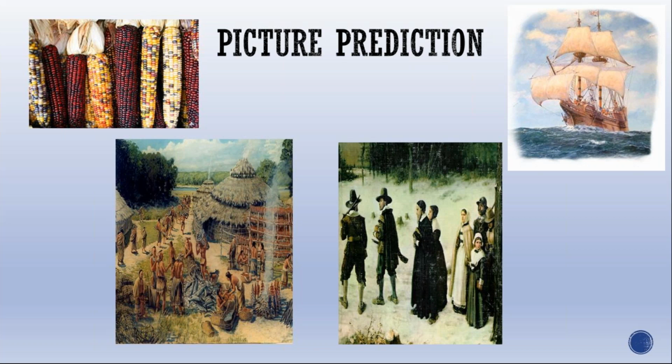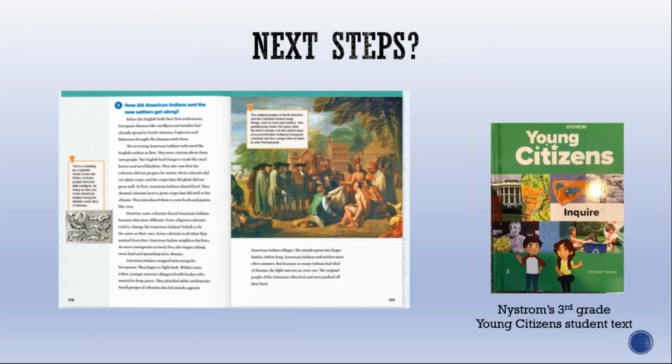So what do you do next? This is a nice third grade textbook, Young Citizens. Once they'd made their predictions, this is an example of an informational text that could work great with your reading standards as well. So we see if we can prove or disprove our predictions based on our next text.